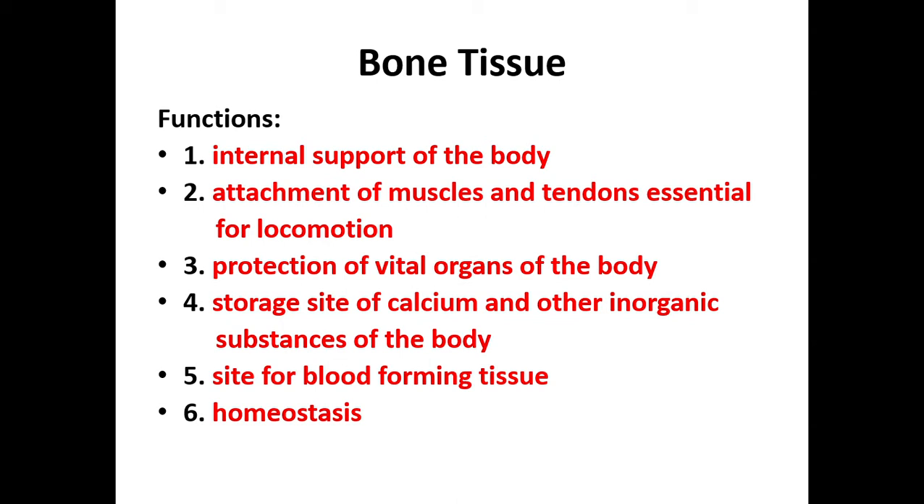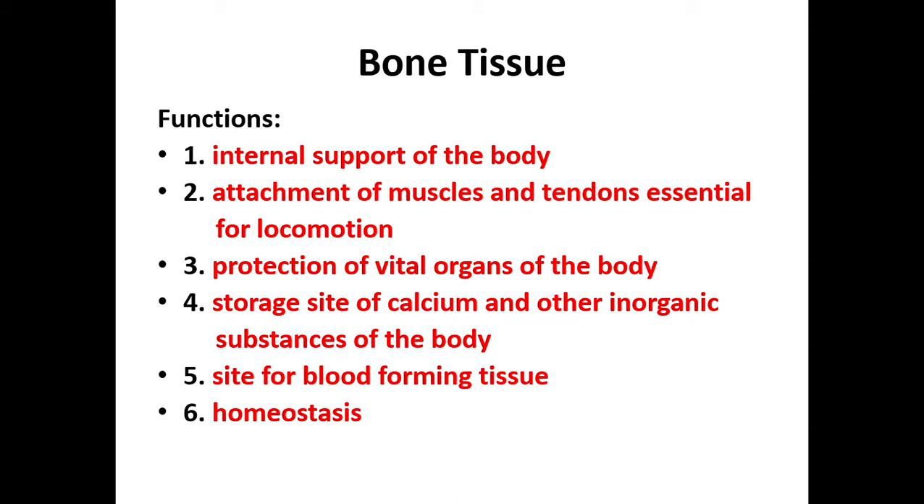Number three, protection of vital organs of the body. So we have, one, the orbital bones protect the eyes. The rib cage protects the lungs and the heart. Then we have the pelvic bones protecting the female reproductive system. And number four, the bone tissue or the skeletal system is the storage site of calcium and other inorganic substances of the body. That's why they are involved in the regulation of the homeostasis of the body.